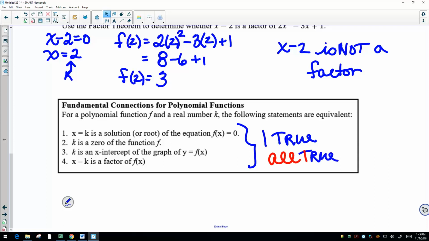This is a different way to represent all of this information. So I could say x minus k is a factor. I could say that k value is an intercept. It's a 0. But if it's not a factor, well, then it's not an x-intercept, or it's not a 0.